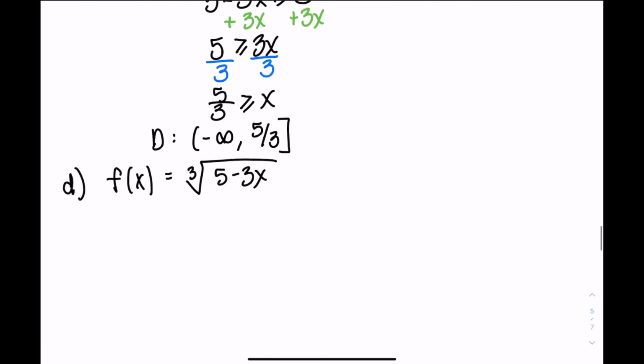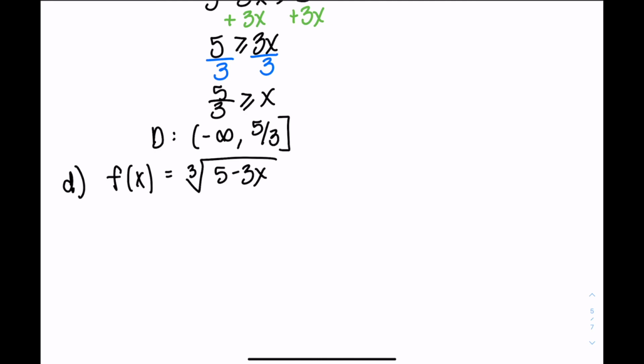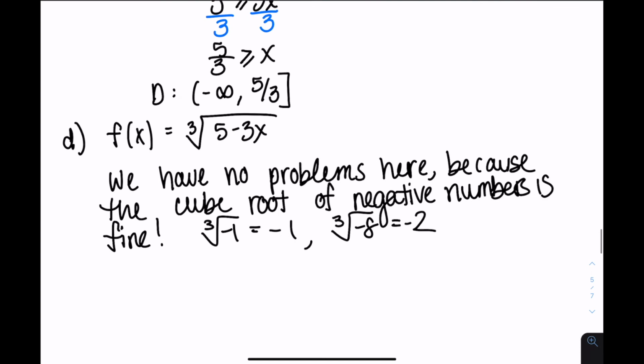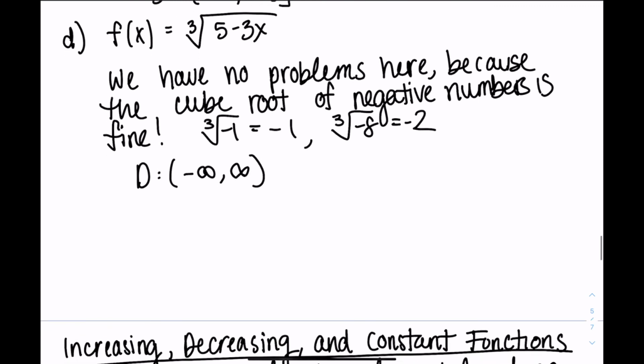Finally, if we have the cube root of 5 minus 3x, well, that doesn't make a difference. If I take the cube root of negative 1, we're good. You can absolutely have a negative value under an odd root. So here we have no problems because you can take the cube root of negative numbers perfectly fine. Cube root of negative 1 is negative 1. Cube root of negative 8 is negative 2. So there's no value of x that's going to be problematic. So our domain, again, is all real numbers. So in interval notation, that's negative infinity to infinity.